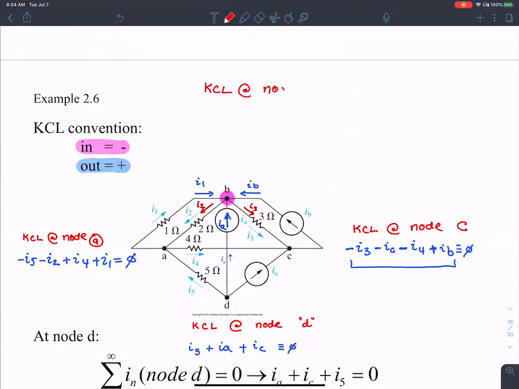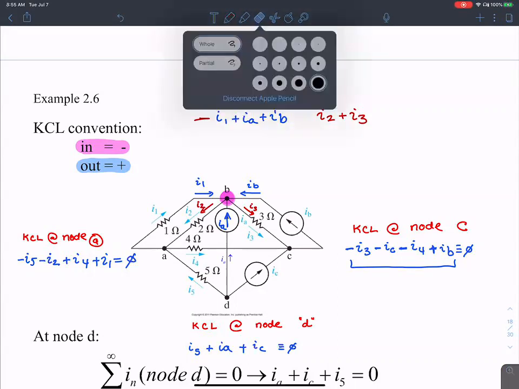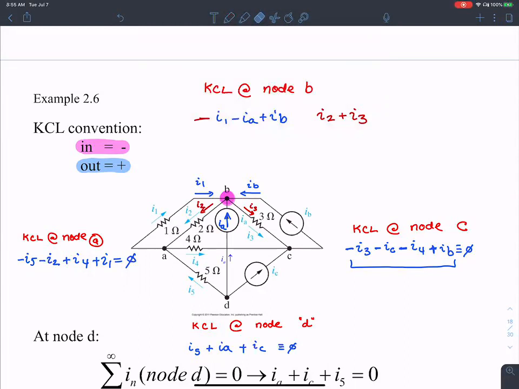KCL at node B, okay? What I do is I forget about the signs. I do not worry about the positive or negative sign. I add all the currents coming in on one side. So I1 plus IA plus IB. And then I add all the currents leaving on the other side, I2 plus I3. Okay, that's exactly the same as doing this. That's exactly the same as saying, I'm going to consider this guy as a negative, IA as a negative, IB as a negative, and equate that to 0.